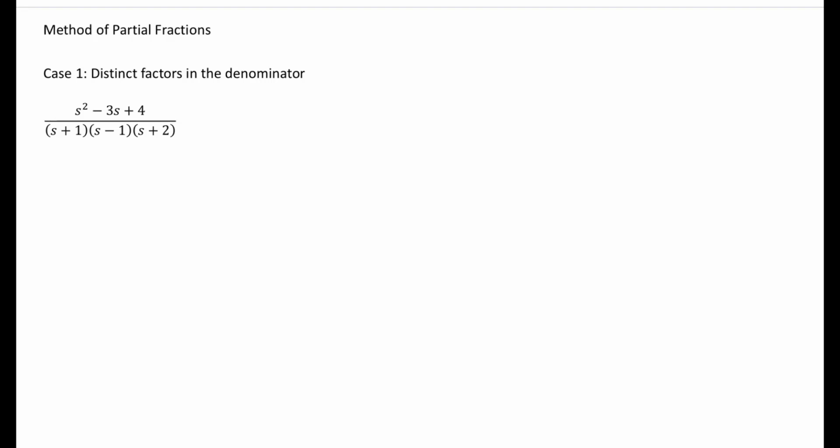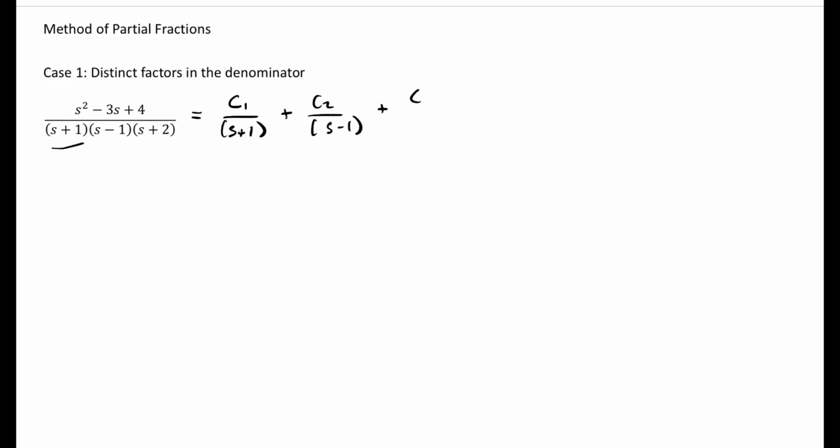So let's review the method of partial fractions. This is something that you probably saw, God, I don't know in which class, a long time ago. So let's go through it real quick. The goal here is we want to come up with something that looks like this. Let's say we want this to look something like some constant, we don't know what that's going to be, we'll have to solve for that, divided by S plus 1, our first term here, plus some other constant divided by S minus 1, plus another constant C3 divided by S plus 2.